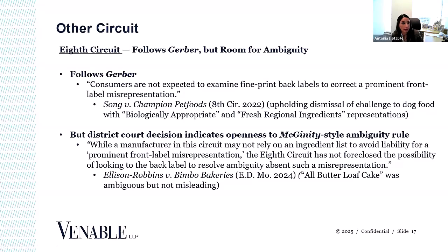And finally, just quickly, the Eighth Circuit, we don't see a ton of class actions filed here, but the Eighth Circuit similarly follows Gerber, and at least one district court case in the Eighth Circuit has indicated that the Eighth Circuit would be receptive to an ambiguity rule. That case was an all butter loaf cake representation, and the court said that's ambiguous because obviously, a cake isn't all butter, so what does the all butter mean there? And ultimately held that claim wasn't misleading as a matter of law.